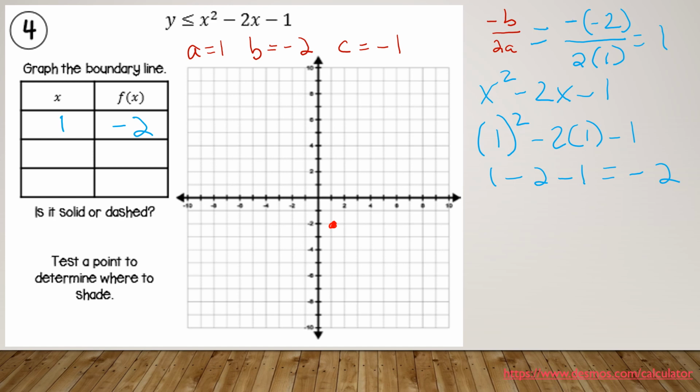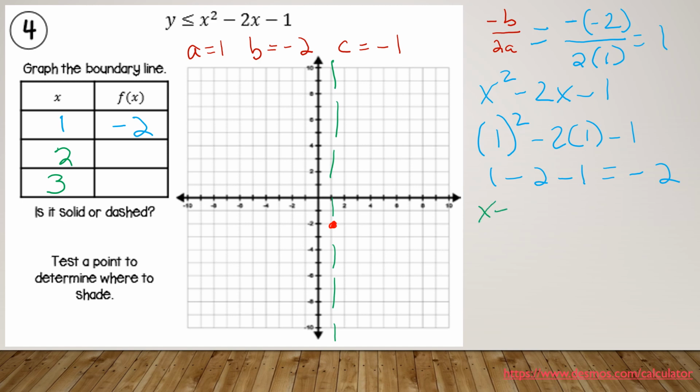Draw in my line or axis of symmetry. Sorry, my line's not so straight. And then we will, from there, plug in two values to the right of 1. So we'll have 2 and 3. And you're going to do the same thing like we did up here.